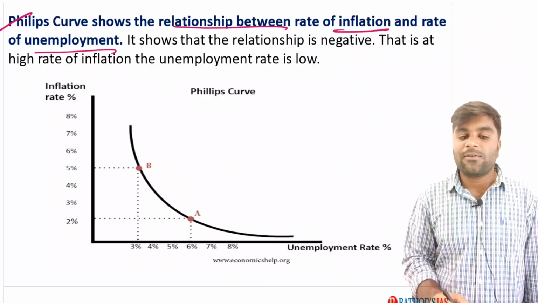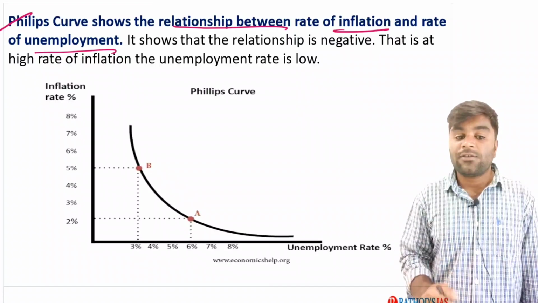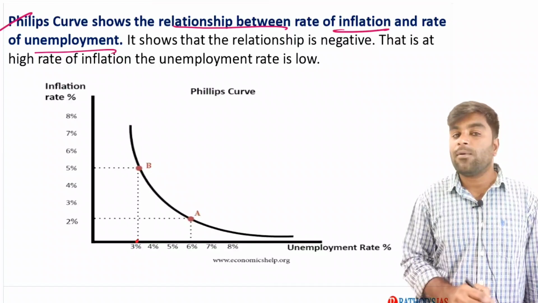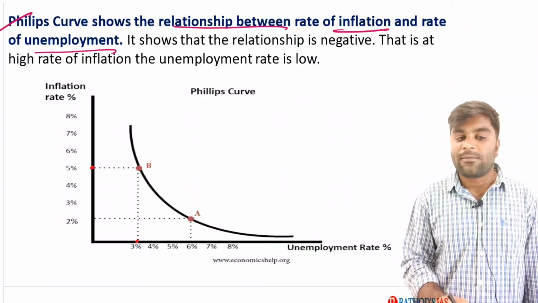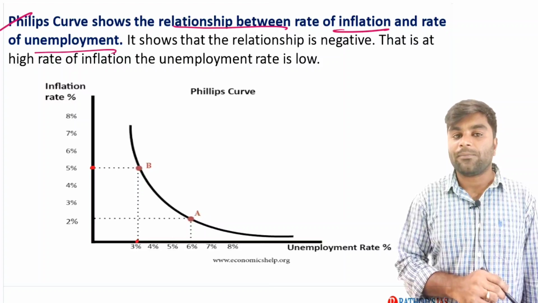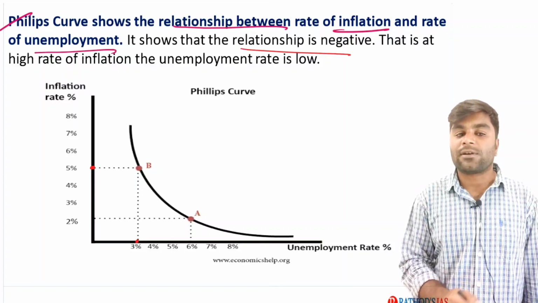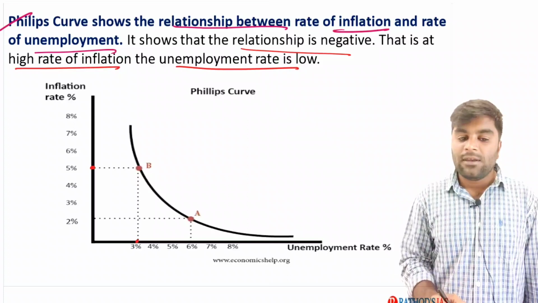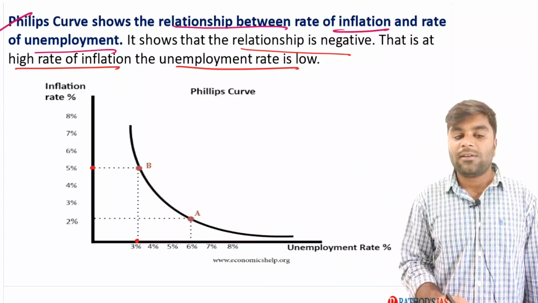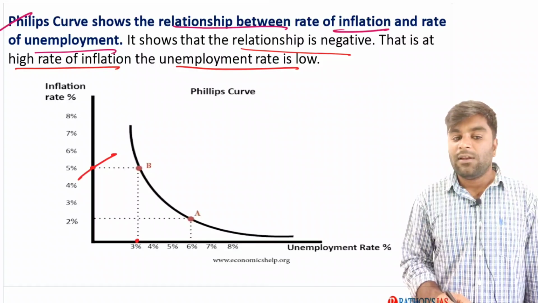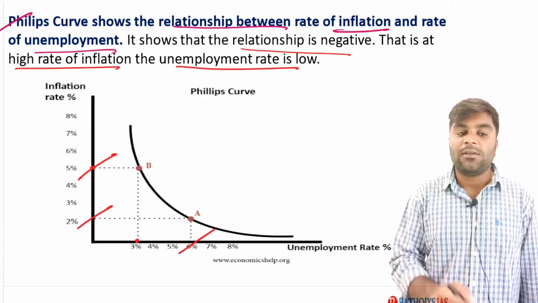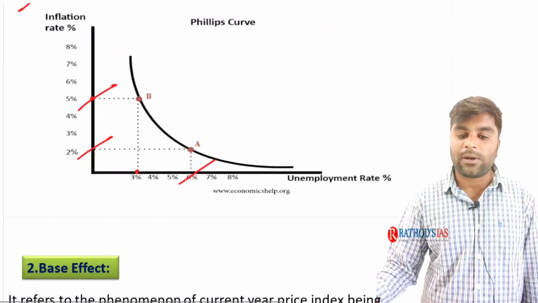As I said, the Phillips curve is all about showing the relationship between unemployment and inflation. Observe carefully, when the unemployment is low, the inflation is high. So the relationship is negative, that is, at a high rate of inflation, the unemployment is very low. See here, when unemployment is 3%, the inflation is very high. When the inflation is reduced to 2%, the unemployment rate increased. So this is all about the Phillips curve. You need to remember it.